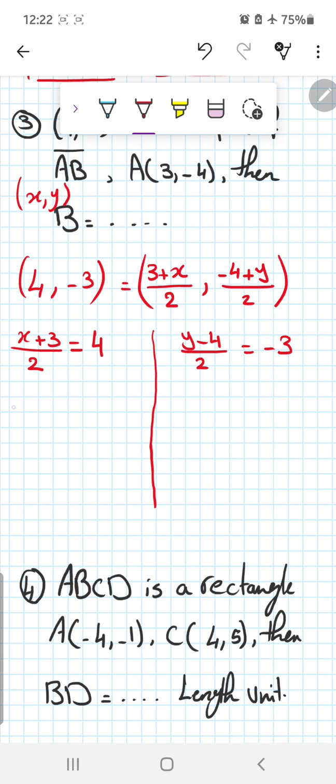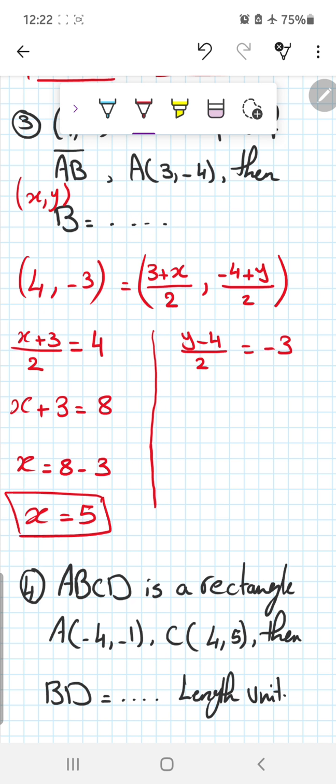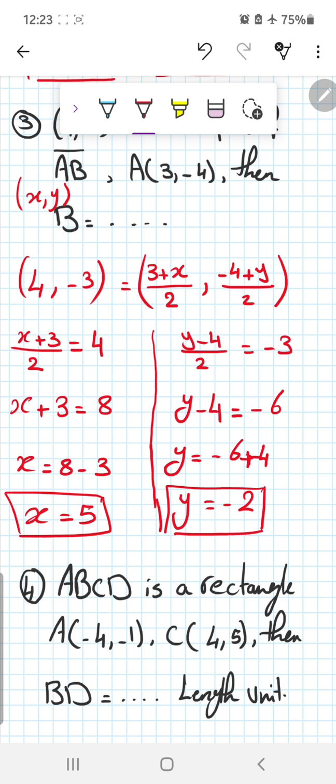Cross multiplication, we get x plus 3 equals 4 times 2, which is 8. Move 3 to the other side with negative sign, so x equals 8 minus 3, which is 5. Also here y minus 4 equals 2 times -3, it will be -6. Move -4 to the other side with opposite sign, so -6 plus 4, so y equals -2. So the coordinates of B, (x, y), will be (5, -2).